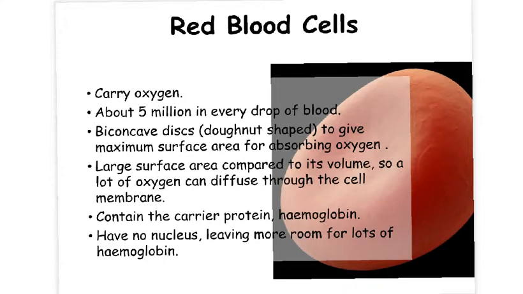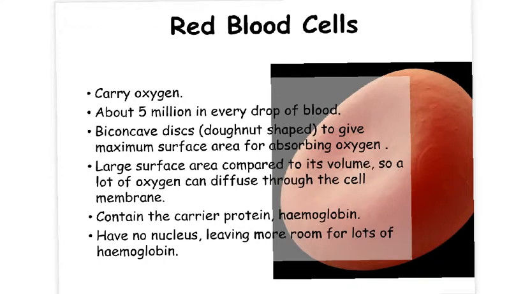Your red blood cells carry oxygen from your lungs to the respiring cells in your tissues. There are around 5 million of these in every 1 millimetre cubed of blood, and each one of these red blood cells is well adapted to carry out its function. Firstly, they are small in diameter and relatively thick, so they can just fit through the capillaries one at a time, and they have a large surface area to volume ratio, so a lot of oxygen can diffuse through the cell membrane and into the cell.